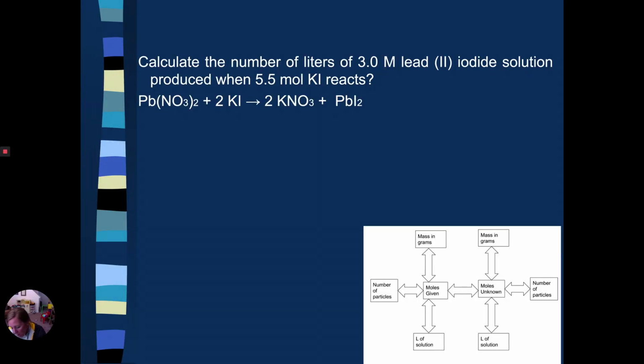Okay, so in doing this one, it says calculate the number of liters. So once again, let's circle what we're trying to find. So I'm trying to find liters here of lead iodide produced when 5.5 moles of calcium iodide reacts. Okay, so once again, I'm starting with moles of one thing, and I'm trying to get to liters of something new. So we're going all the way over there. So it's going to be a 2-step process.